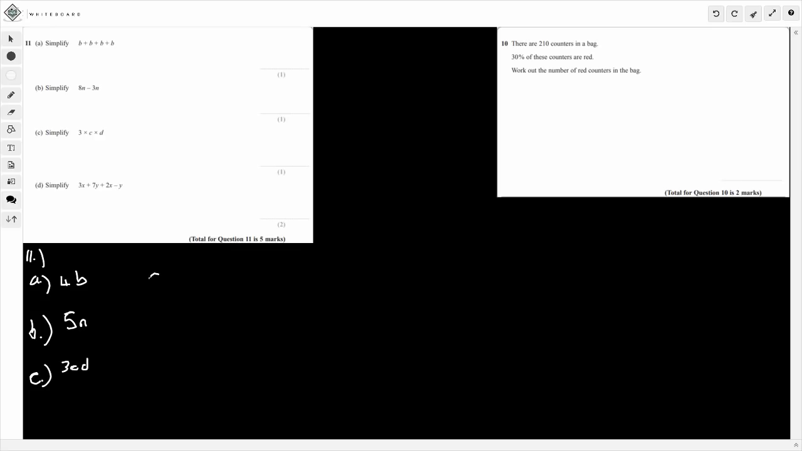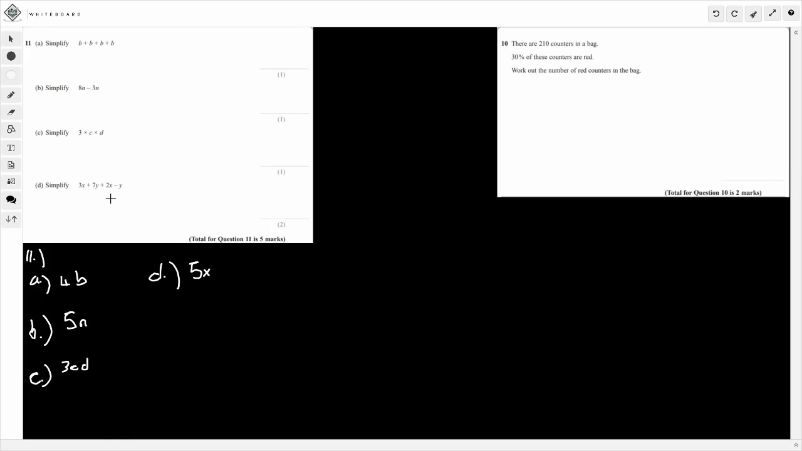And then part D, we have to simplify 3x plus 7y plus 2x minus y. So do one letter at a time here. So let's start with the x's. I've got 3x and I've got a 2x. So when I've got 3x plus 2x, how many x's have I got in total? I've got 5x.